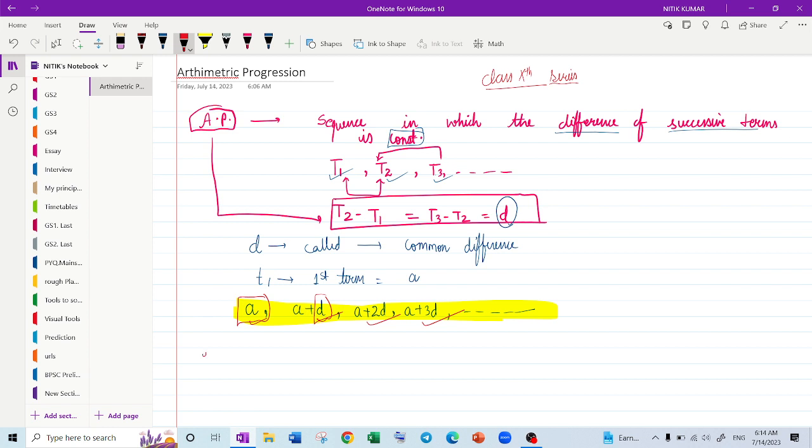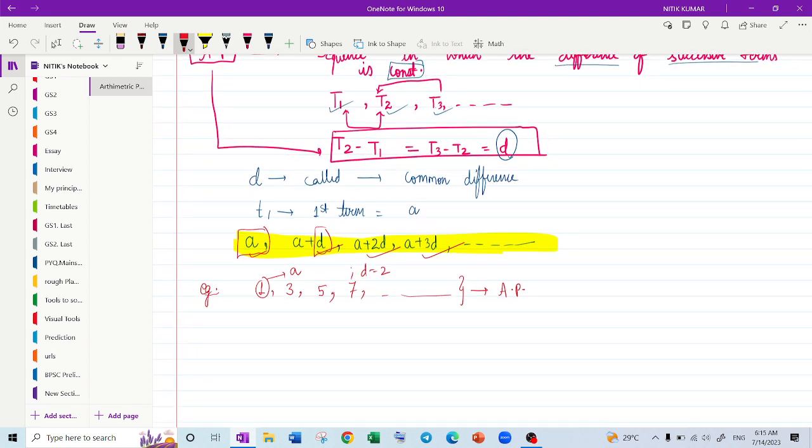If I want to give you an example of an AP, suppose I write 1, which is the first term, and suppose D equals 2 here. So I add 2 to 1, that is 1 plus 2, it becomes 3, 3 plus 2 becomes 5, 5 plus 2 becomes 7, and so on. So 1, 3, 5, 7 is our AP. Is it clear till now?